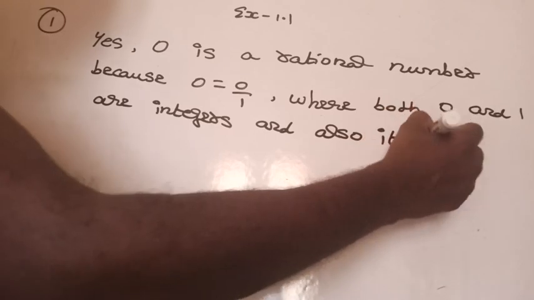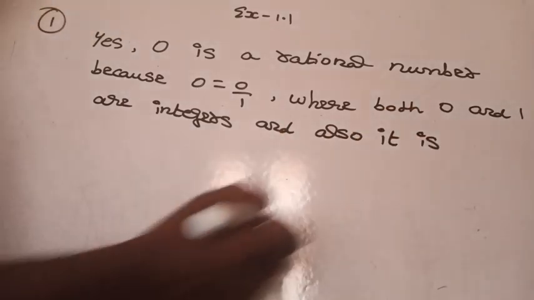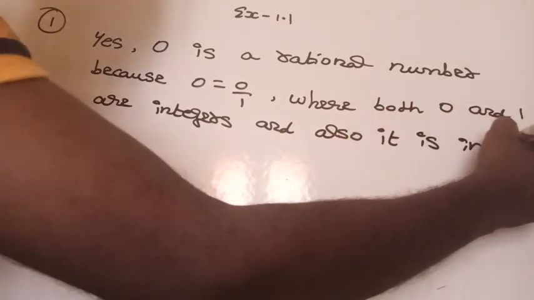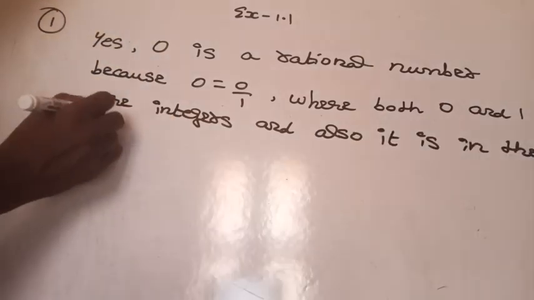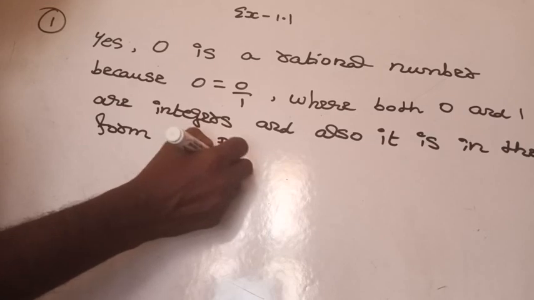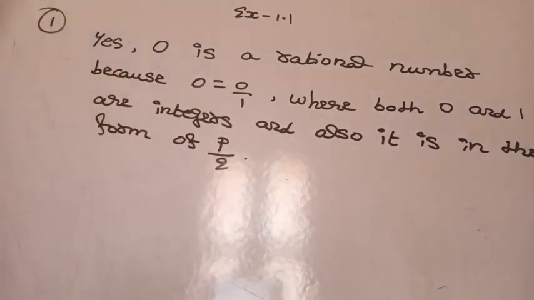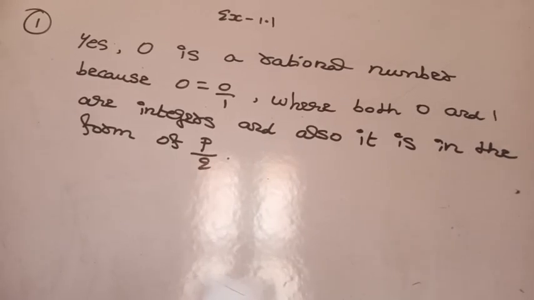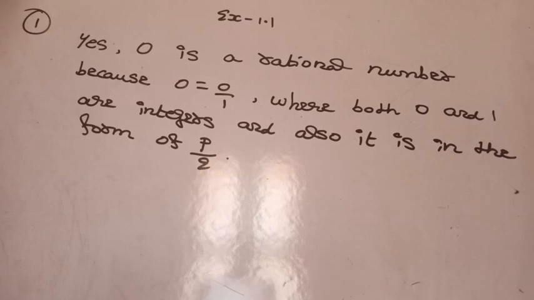It's very important, please keep this question in mind. Also it is in the form p by q, so therefore it is a rational number. So we know that any number which can be expressed in the form p by q, where q is not equal to 0 and both p and q are integers, is a rational number. Am I right here? Yes.